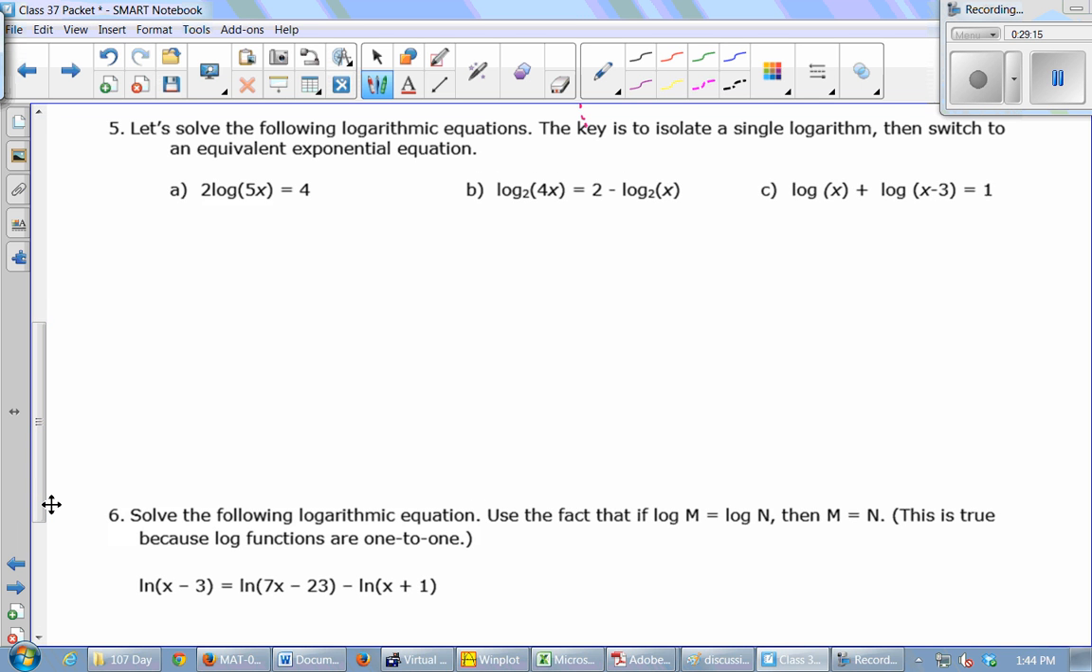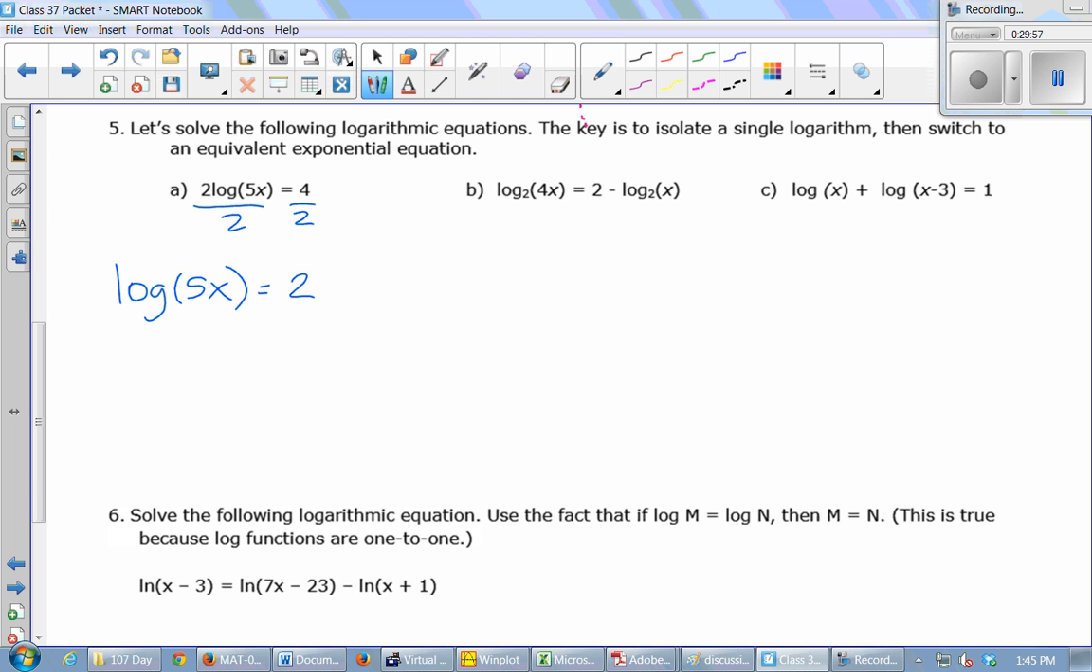Okay, so that concludes solving exponential equations for the day. Now we're going to solve some equations that have logs in them. And the key is to isolate the logarithm, then change to an equivalent exponential equation. So I have 2 log of 5x equals 4. I want to isolate the logarithm expression first. To get the log of 5x by itself, I would have to divide by 2. So I have log of 5x all by itself equals 2.